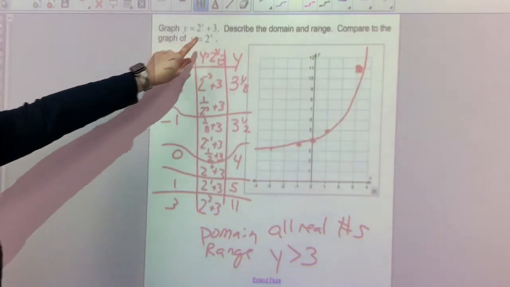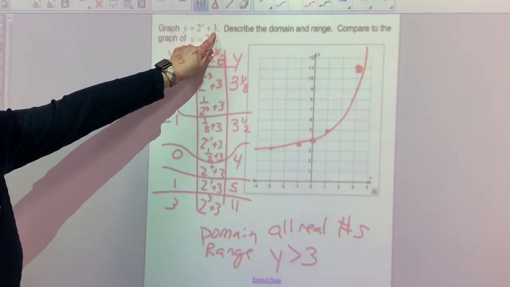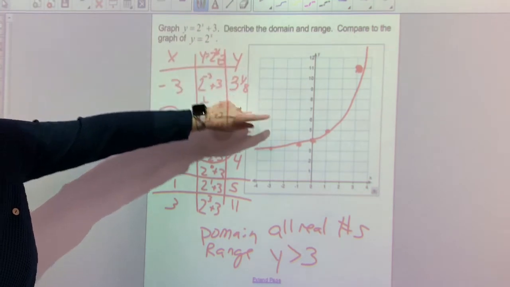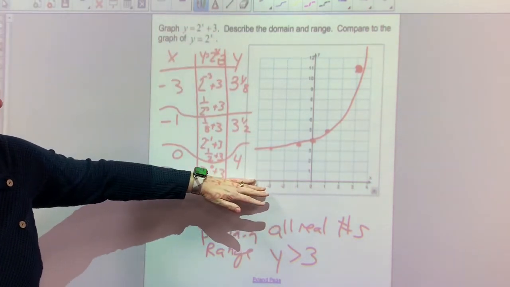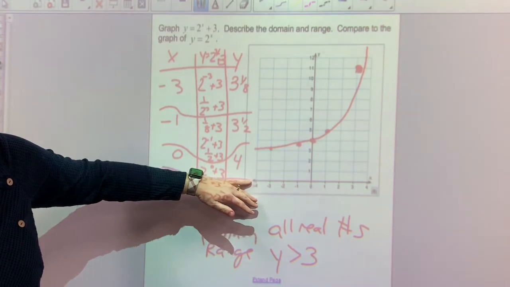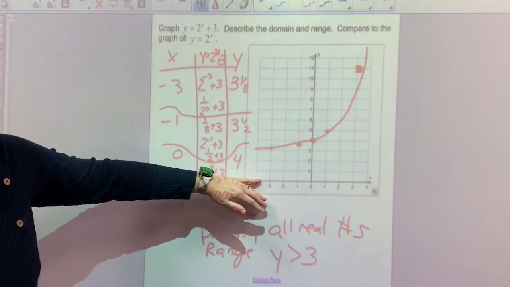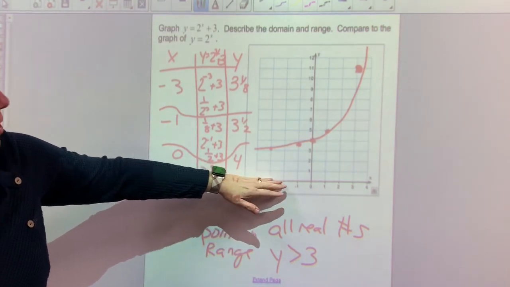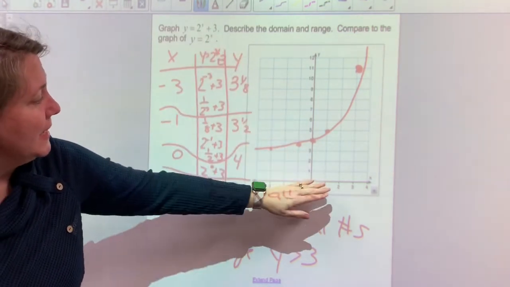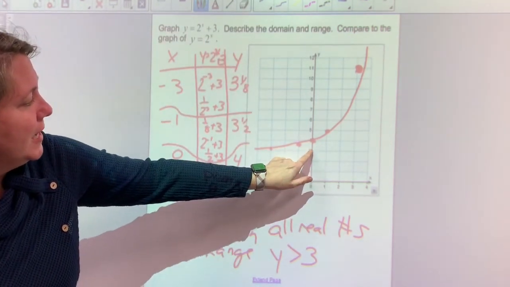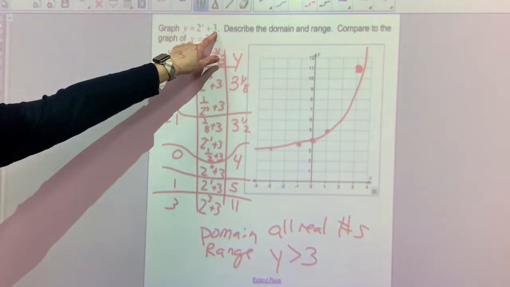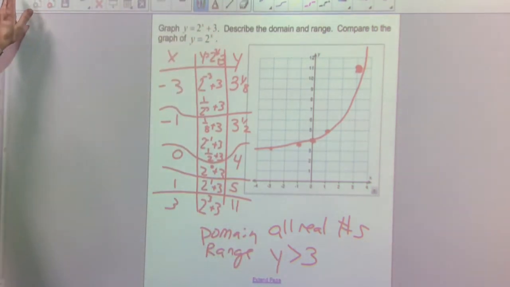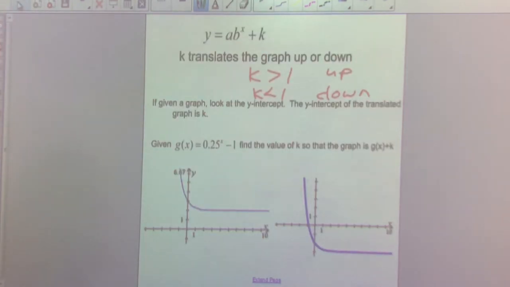So if we look back at this one, this is plus 3. Our normal one, y equals 2 to the x power, got closer and closer and closer to y equals 0, the x-axis. So plus 3 means I'm going up 3, and it gets closer and closer to 3. So that K value tells you how much up or down it is from the axis.